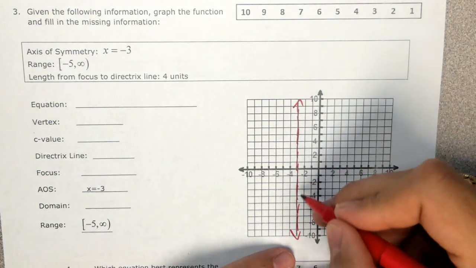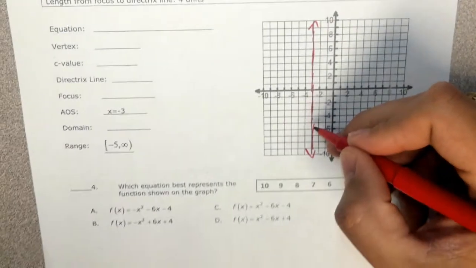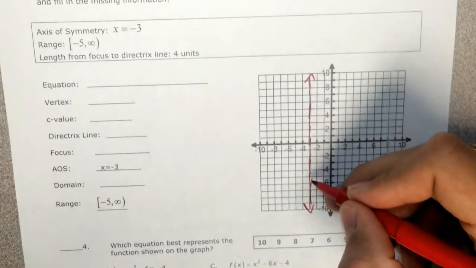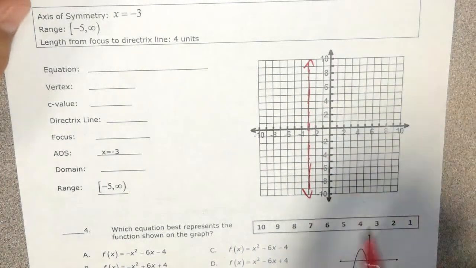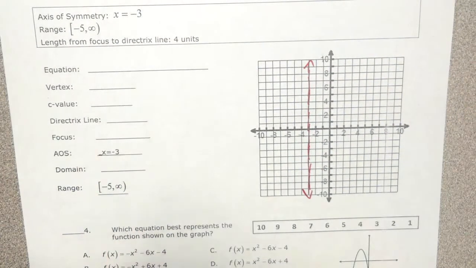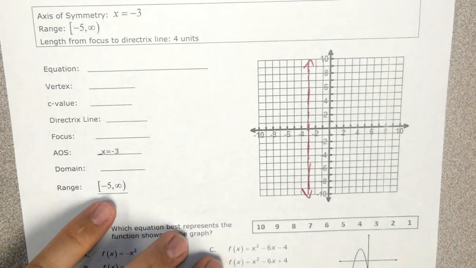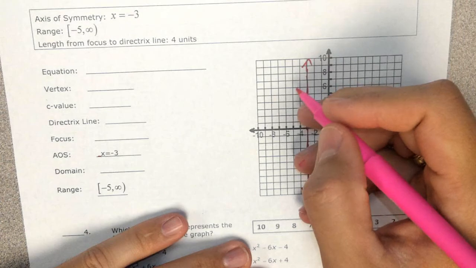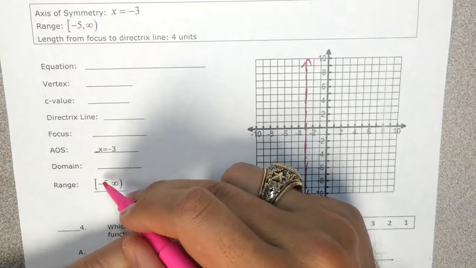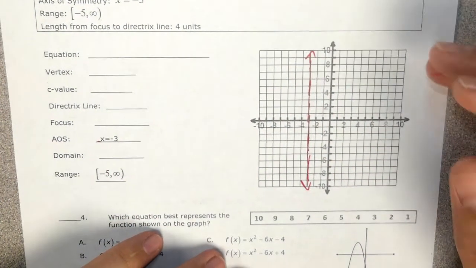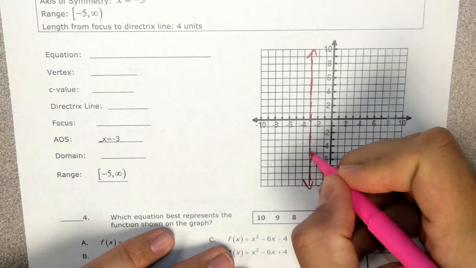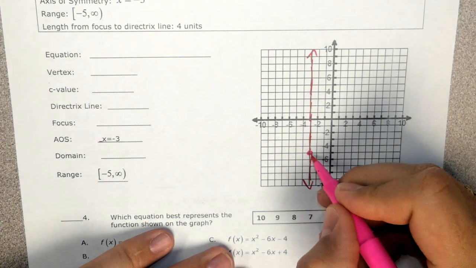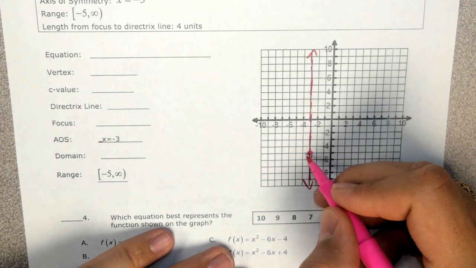My vertex is going to be somewhere on this line. I have that right here, by the way. My range is -5 to infinity. So my lowest point is at -5, and it goes to infinity, which is forever and ever up. So right there, that's my vertex.